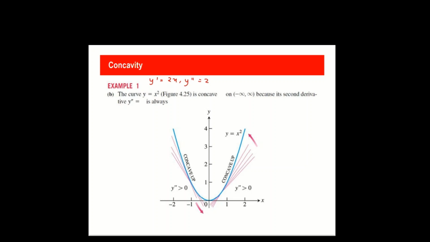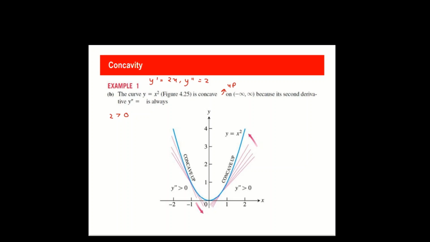And it happens that 2 is always positive, right? You cannot plug in any numbers, because you don't have any unknown here. You don't have x here. So 2 only, so it is always positive. And of course, if our second derivative is positive, then it is always concave upward on negative infinity to infinity, according to the function's domain.